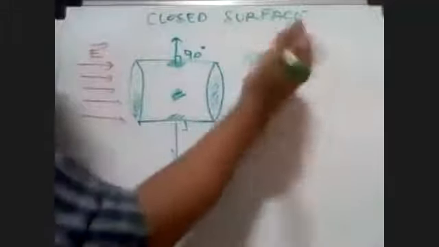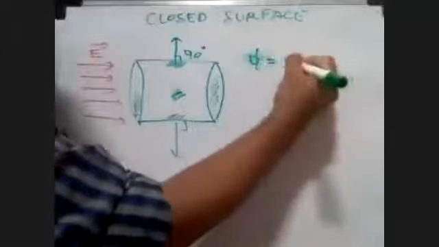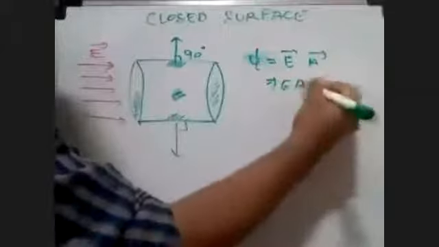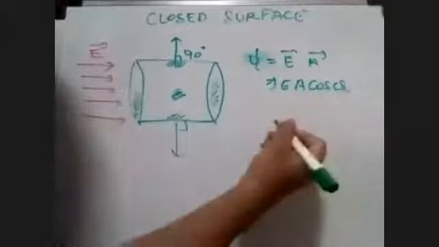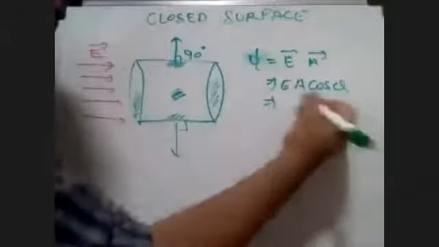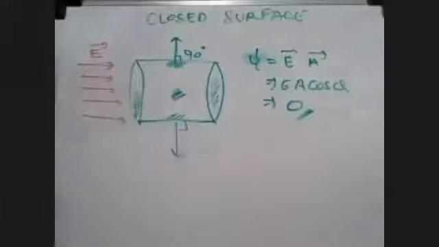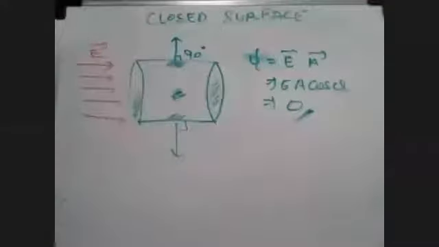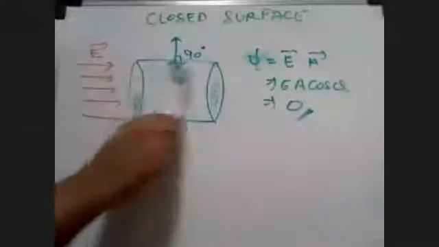That phi is equal to E dot A, E A cos theta. That is simply going to be what? Cos 90 is 0. So that is the flux through the surface of the cylinder.